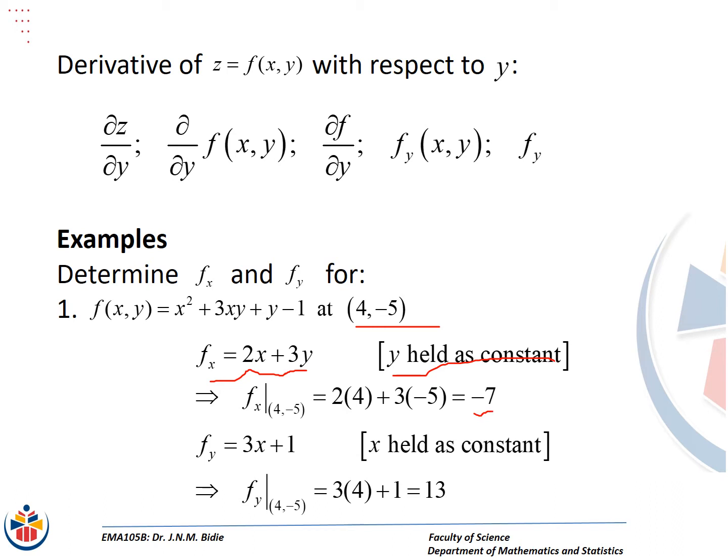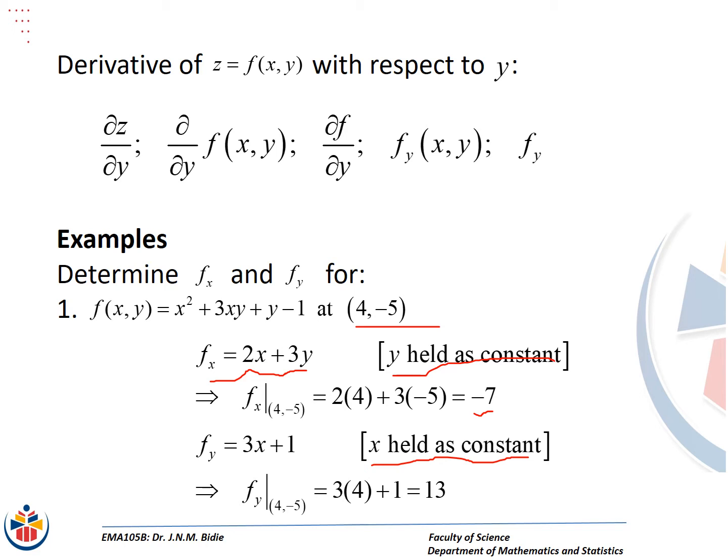Going to the derivative with respect to y, note now we are holding x as a constant. So if x is a constant, that means the derivative of x squared is 0, because x is a constant when we're differentiating with respect to y. Then that means we'll only differentiate the second term and the third term, because the first term and the fourth term, both of them are being treated as constants, so their derivatives are 0.